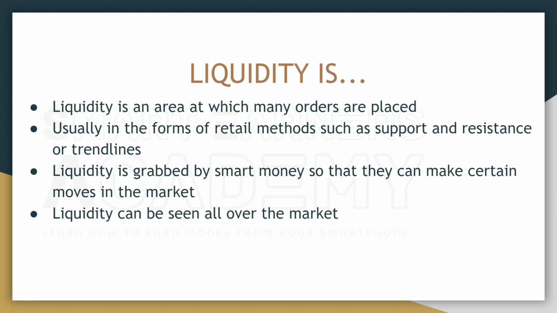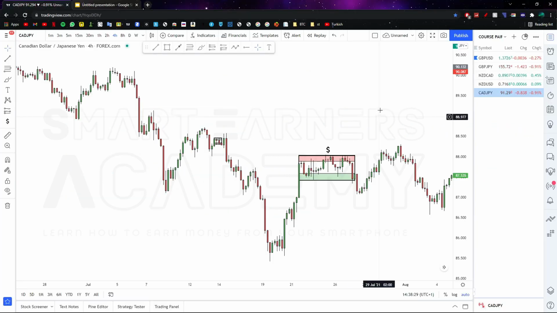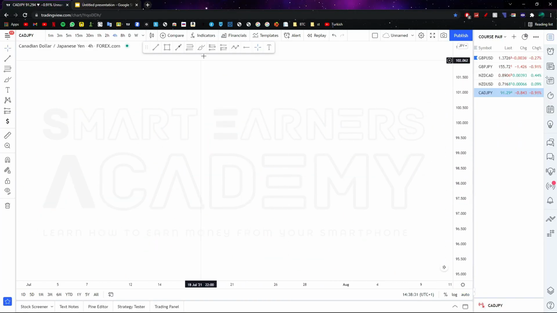And this liquidity is grabbed by smart money. We looked over this concept when we were going over order blocks, about grabbing liquidity. I'm going to explain that again, but now from the liquidity side rather than the order block side. And liquidity can be seen all over the market. So if we go onto the charts now, before we take a look at some examples, let me just explain this to you guys.